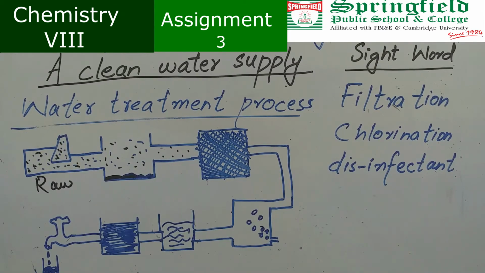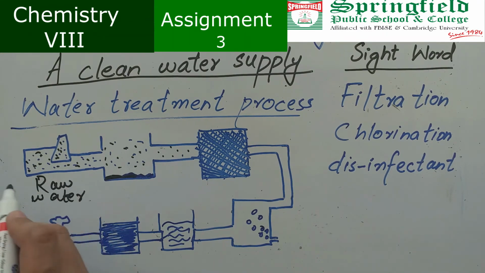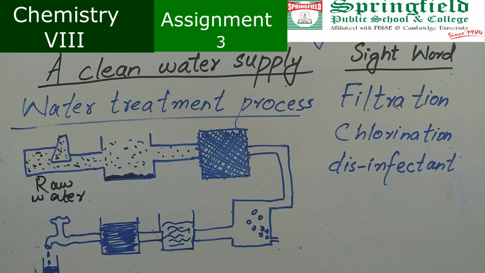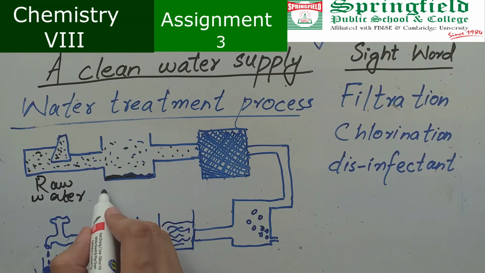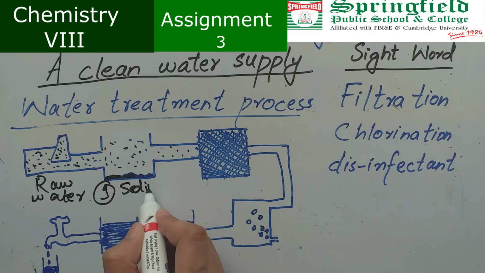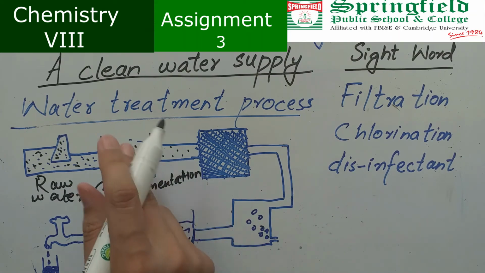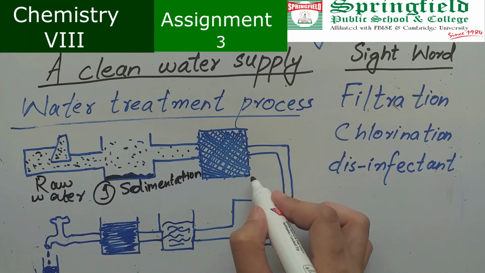Let's review the water treatment process. First of all, raw water is collected in a reservoir. This water contains so many impurities in it. It is then transferred to a sedimentation tank. This sedimentation tank allows the water to stay for some time and the impurities settle down during the process.